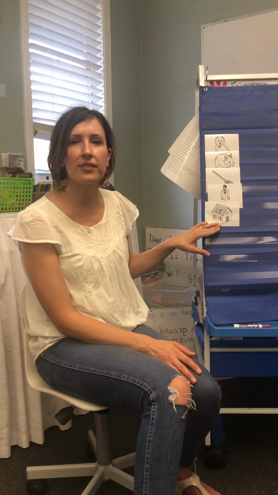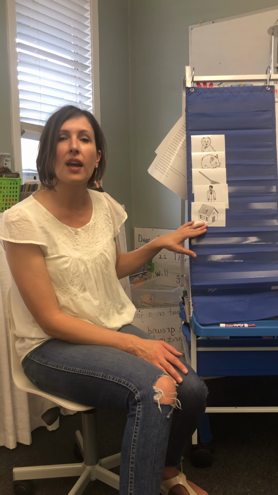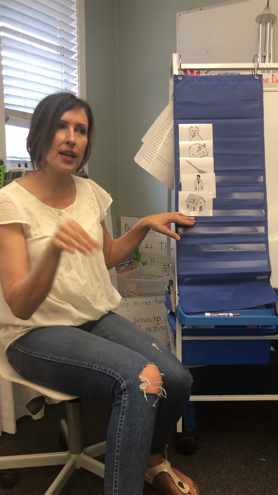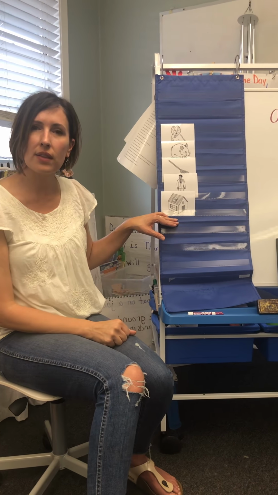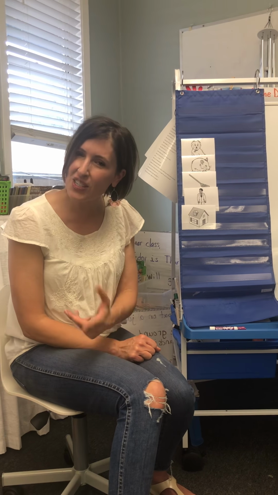What is this a picture of? House. Yes, house. Now let's do the same thing. Let's delete that first sound. Take away that first sound and we're left with ouse. Correct. Ouse. Good job.